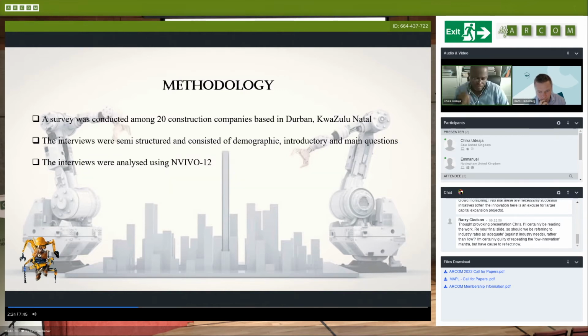In our quest to achieve our objectives, we conducted a qualitative survey among 20 construction companies based in Durban, KwaZulu-Natal. These construction companies are registered with the KwaZulu-Natal Master Builders Association. To ensure that the respondents knew about SAM, they were firstly provided with a YouTube link so that they have a good understanding. The participants were given a semi-structured interview, which consisted of demographic, introductory, and the main questions. The interviews were analyzed using NVivo 12. This included coding all the data to accumulate a better understanding.